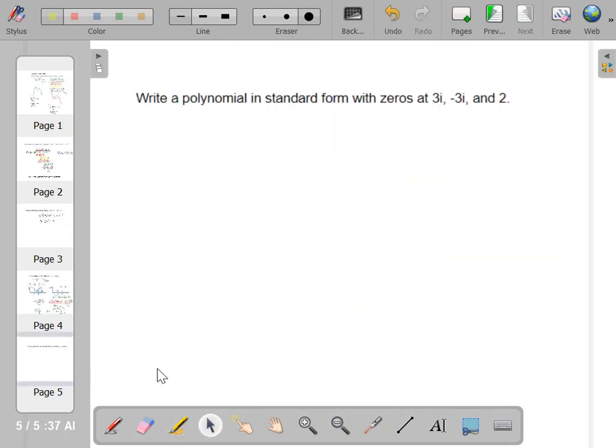Write a polynomial in standard form with zeros plus and minus 3i and 2. So I don't really need to tell you that one, because if x minus 3i is a factor, then x plus 3i has to be a factor. It's called the complex conjugate theorem. So I could just say there's one of them and it's a cubic. They always come in pairs. But here I gave you all three. And then x minus 2 if that's a 0.